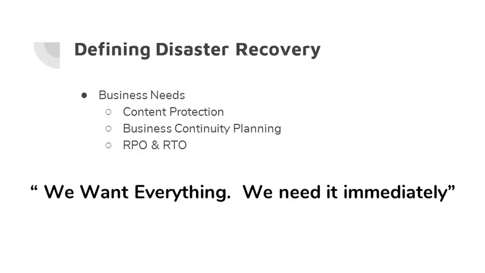The second is business continuity planning. Basically, what production operations were expected to continue in the event of a major disaster. And the third, and probably most important in any disaster planning, is RPO and RTO, so recovery point and recovery time objectives. Basically, how much content are you okay with losing in a disaster scenario, and how much time are you okay with it taking to get back up and running at full production speed?